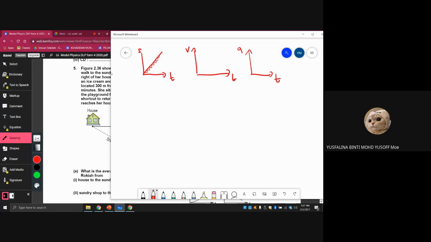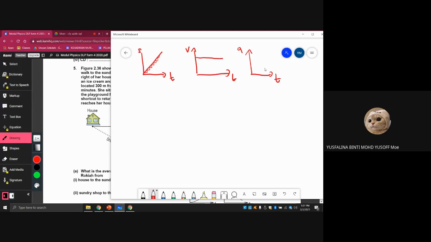The gradient for displacement against time is represented by the velocity. The gradient is the same, so the velocity should also be the same. So the graph should be like this when you transform from displacement against time to velocity against time. How do we transform from velocity against time to acceleration against time? We already learned that the gradient of velocity against time equals the acceleration. So can I draw any triangle here? No, I cannot draw a triangle.